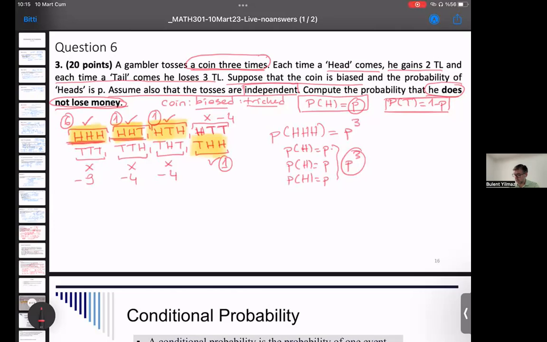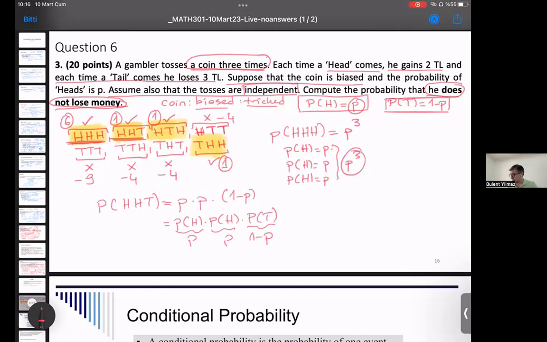How about this one? What's the probability of obtaining heads, heads, and tails? It is going to be P times P times 1 minus P. Right? It will be probability of heads times probability of heads times probability of T. So this is P, this is P, this is 1 minus P. Are you with me, guys? Are you following what I'm doing?